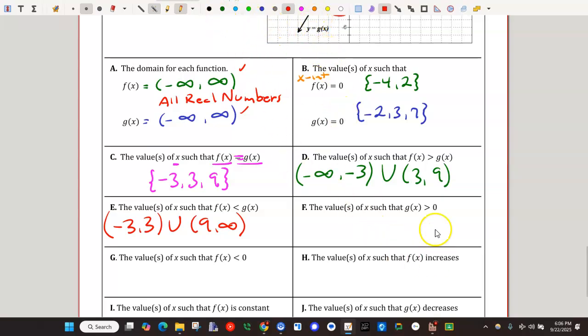Alright. Now, okay. Let's see. Find the value of x such that g of x is greater than 0. So this is also known as positive. So this is a review question. This is from the last video. Just where is it above the x-axis, right? Same question asked a little bit different. Where is it positive? Where is it greater than 0? Where is it positive? Where is it above the x-axis? All the same exact question.